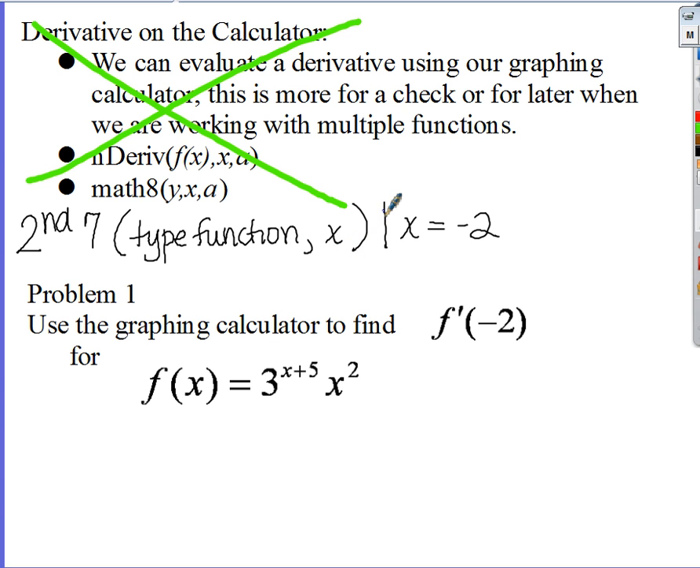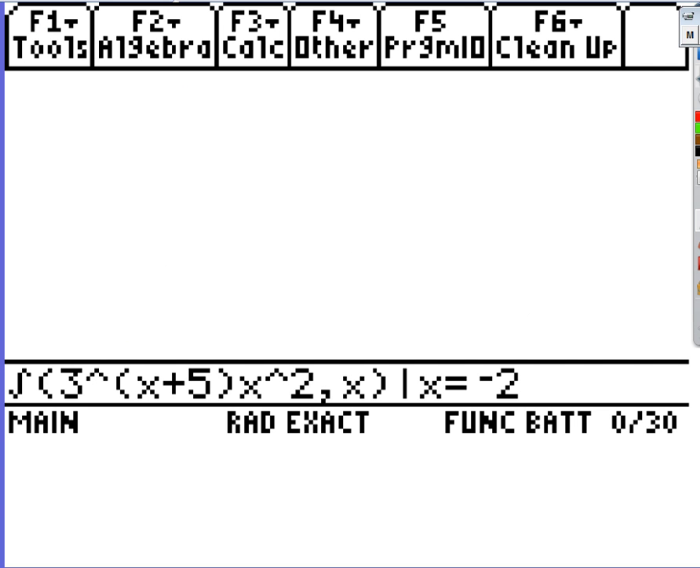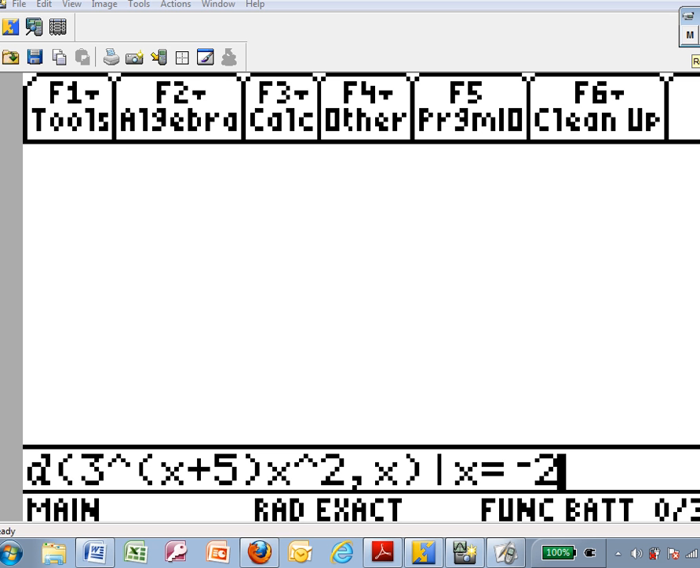Then we're going to put that bar in that I showed you before, x equals negative 2. I'm talking about problem 1, because it says find f prime of negative 2. So we're going to type this function in our calculator, put a comma x, and then bar x equals negative 2. This is what it should look like on your calculator. Oh, I put the wrong thing. Okay, scratch what I said. It's not second 7, I got ahead of myself. It's second 8. Second 7 is what we'll learn in the next units.